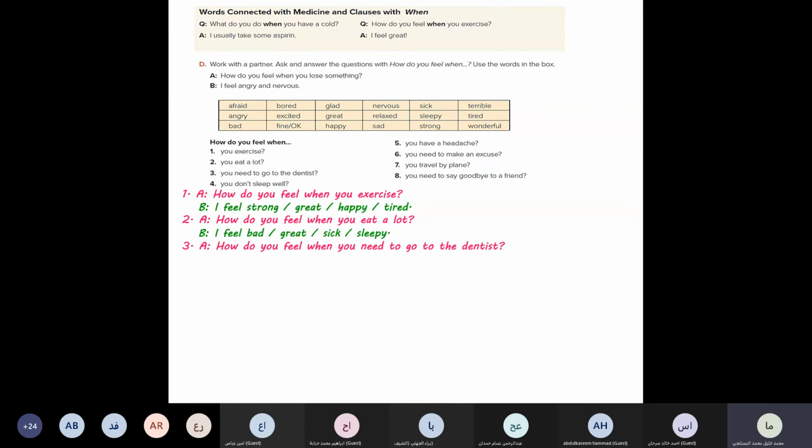How do you feel when you need to go to the dentist? Number 3. I feel nervous. Good. I feel nervous. I feel afraid. I feel sick, etc. I think that's enough for the questions about the words connected with medicine and clauses with when.